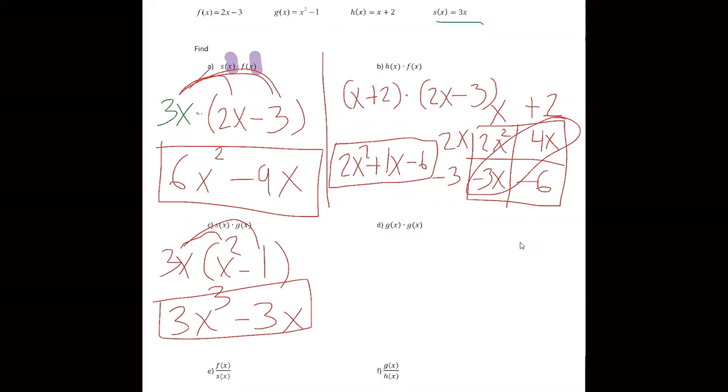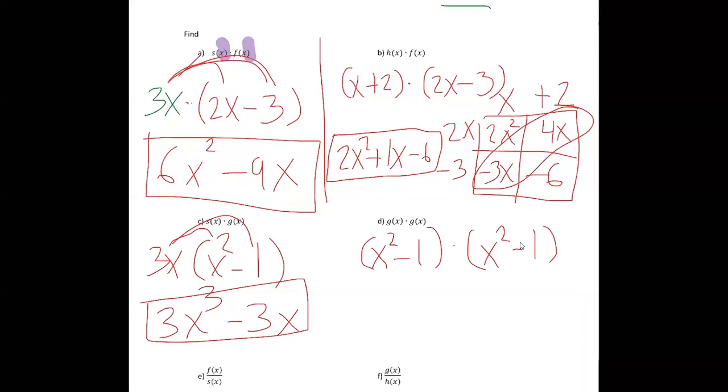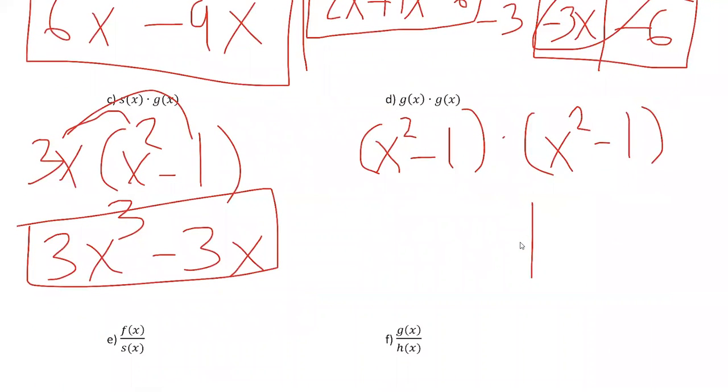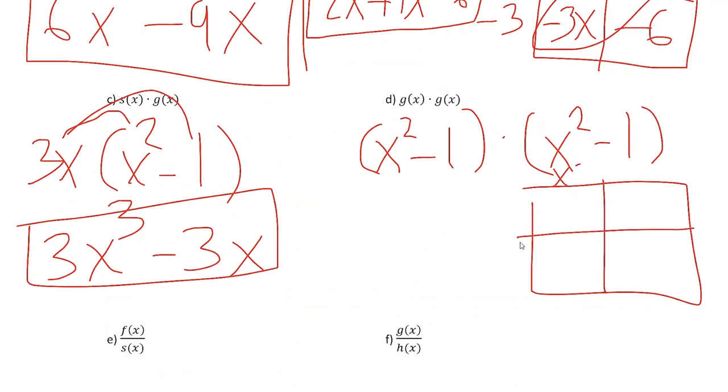Let's look at our last multiplication problem for today. So g of x, so that's a binomial. I'm going to put parentheses around it, times g of x, so the same thing. So this is where we're going to want to do the box method. So x squared minus 1, x minus 1.